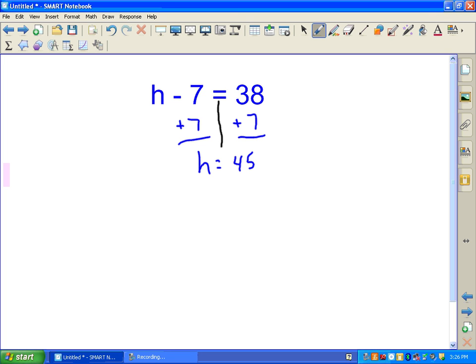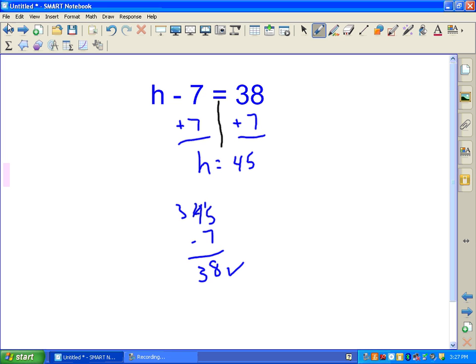And then I'm just going to plug this back in to check. I'm going to do 45 minus 7, and I see that I do get 38, which I should. So now I know my answer is right. H is 45 has to be the right answer. So that's the nice thing about equations. I'll know right away if I'm right or not.